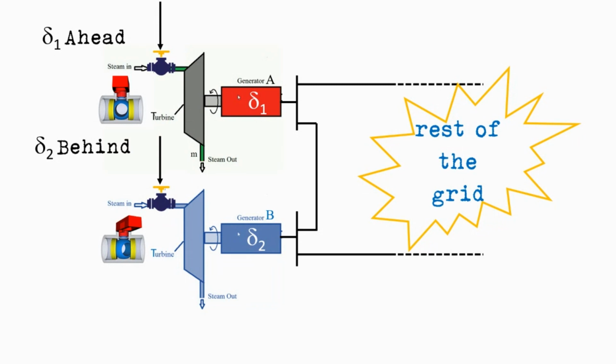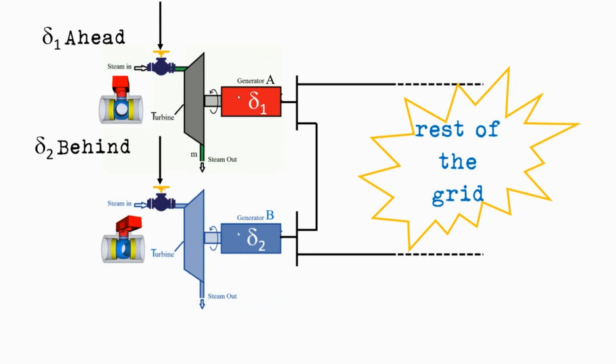So suppose that for this generator, the first one, delta 1 is ahead while delta 2 is behind. What will happen? These generators are connected to the rest of the grid. They are connected to an infinite bus. If this case is there, one of the generators has delta 1 ahead while delta 2 for the other generator is behind.